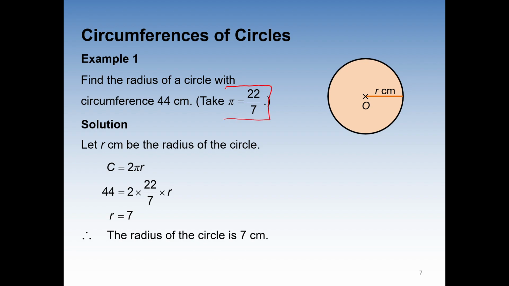Be careful. Since our question requires you to let pi be 22/7, don't use the value in your calculator. Use this one. So 2 times 22/7 times r. By solving the equation, we have the value of r equals 7. So the radius is 7 cm.